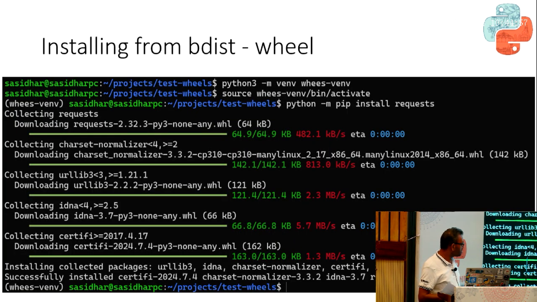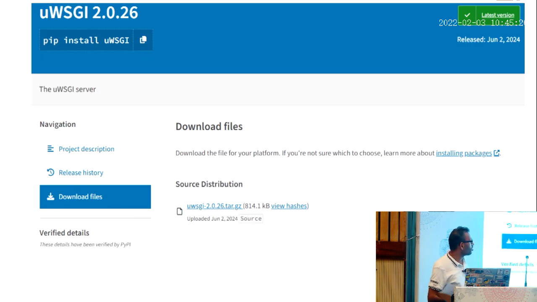So let's look at what happens when you install from a wheel. You run pip install of a particular library, like requests here. It will download the library along with all the dependencies in wheel format and finally install it. This is very easy and fast.